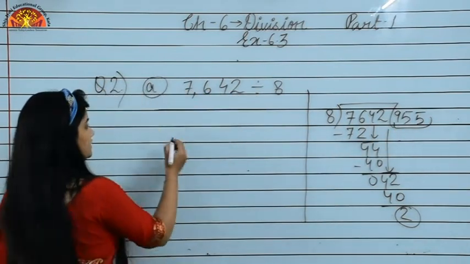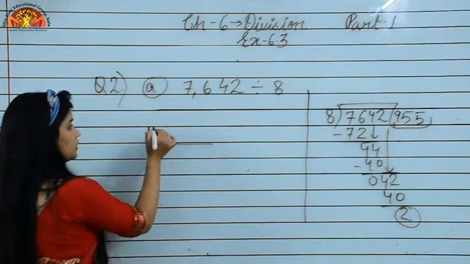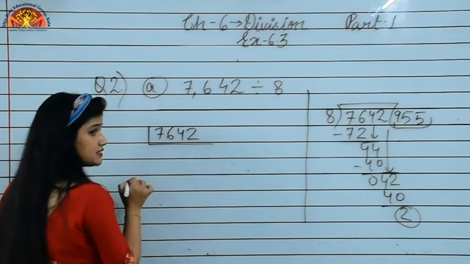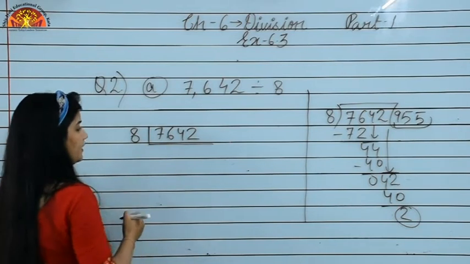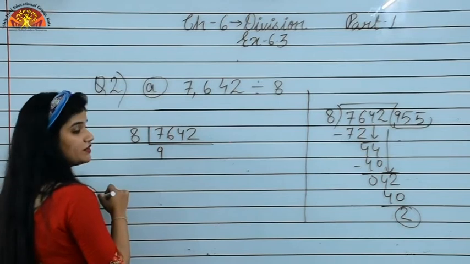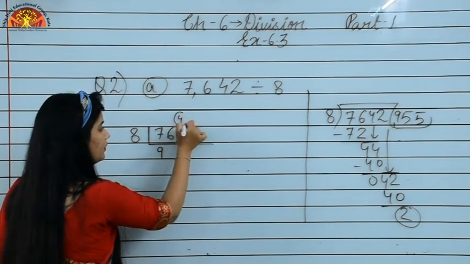Now see the short division method. So students, for short division method, first you have to write 7642, that is dividend, and divisor will come here. Now we'll start dividing. 8 9s are 72 and the remainder is 4, so 4 will come here.